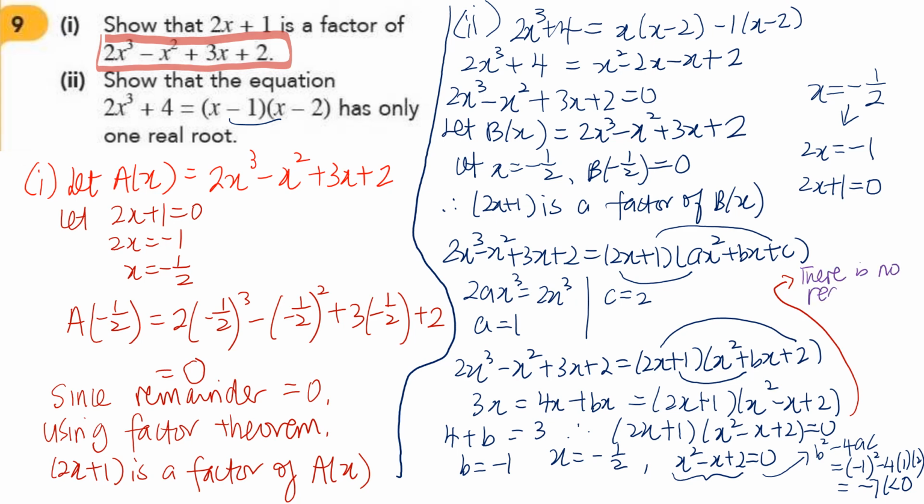You need to explain it well, okay? There's no real root for x squared minus x plus 2 equals 0. So therefore, x equals negative half is the only one real root. Okay, this is how we do it.